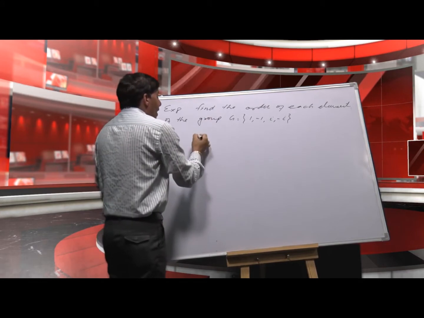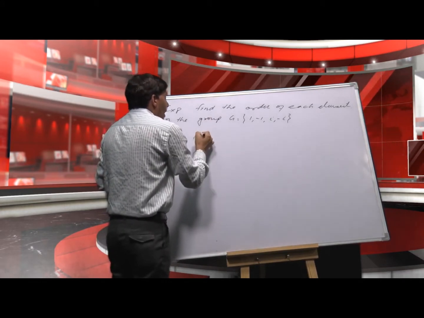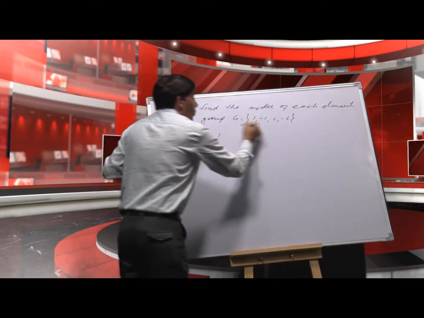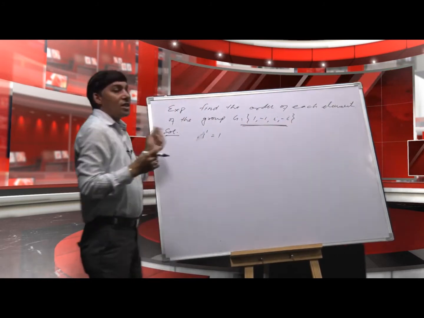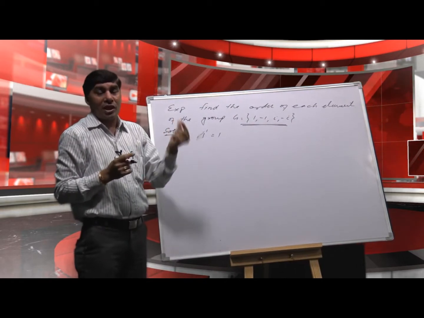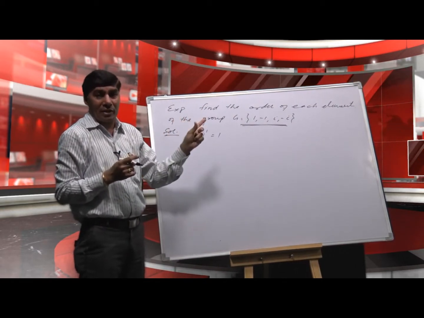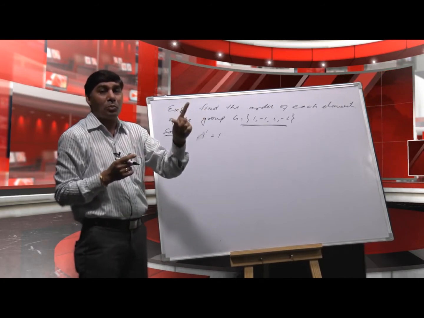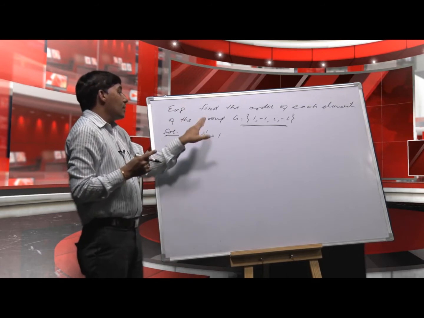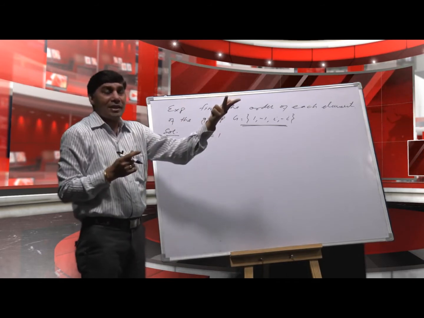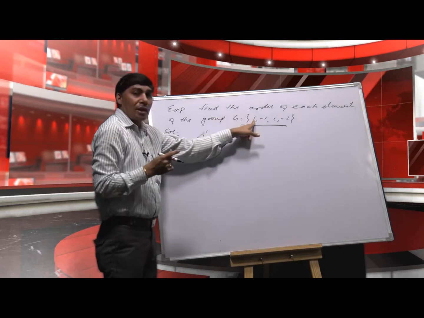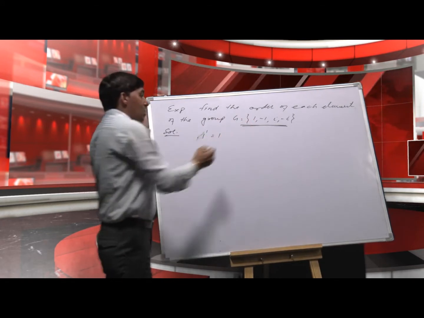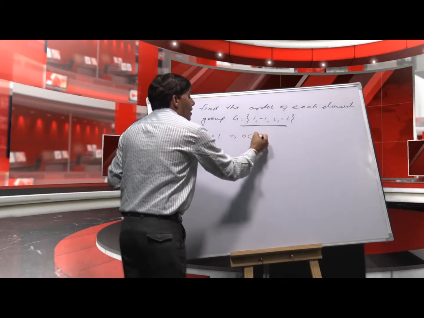We can write 1 raised to power 1 is equal to 1. In this group, 1 is the identity element, because G is a group with respect to multiplication. So in case of multiplication, 1 is the identity element. So by the definition of the order of an element, there exists a least positive integer such that a raised to power n is equal to identity. Here a is 1. 1 raised to power 1 is equal to 1, identity element. This implies order of 1 is equal to 1.